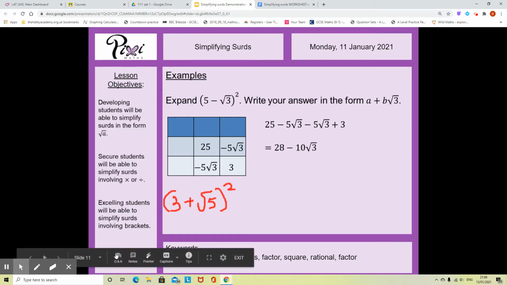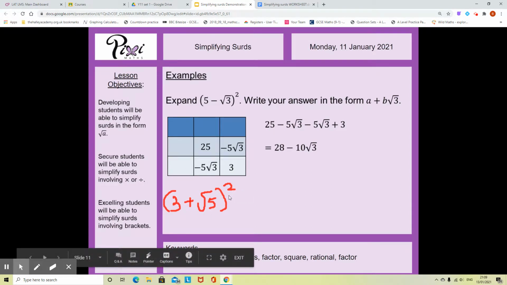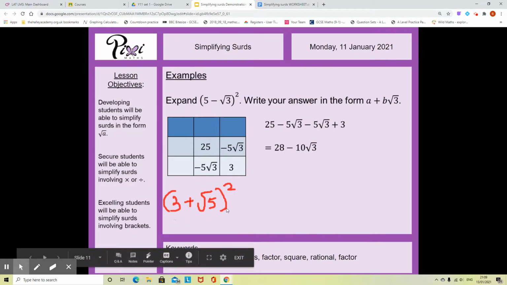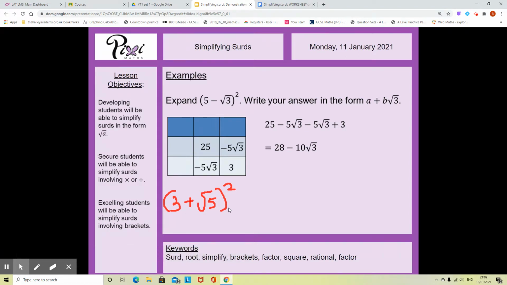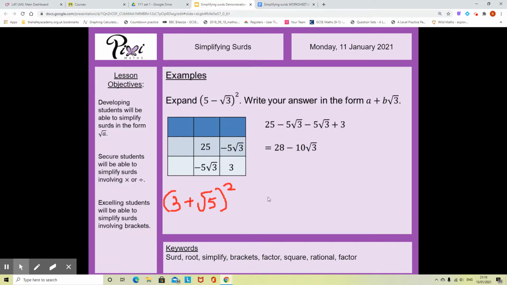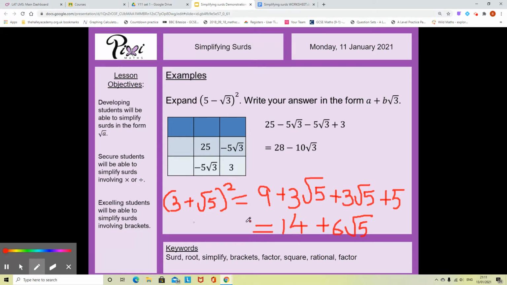Now, I would like you to try 3 plus square root 5 the whole squared. Please use the previous question as an example and complete this question. Do your working out on a piece of paper or in your exercise book. Now press pause to complete this question. Once completed, press play to reveal the answer. Here is the answer.